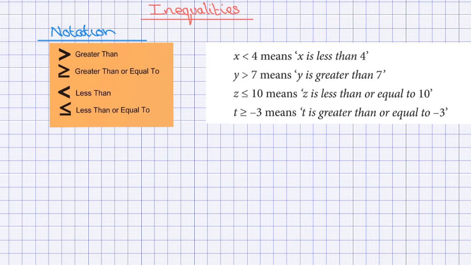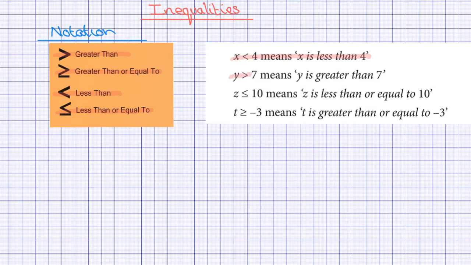Inequalities. First you need to know the notation. This means greater than. This means greater than or equal to. This means less than. This means less than or equal to. Combined as an inequality, this means x is less than 4.